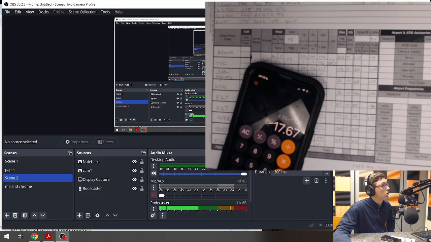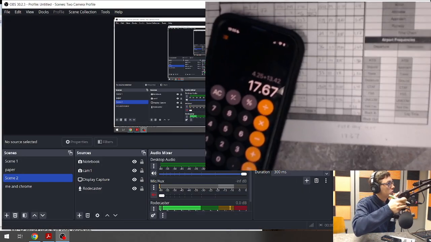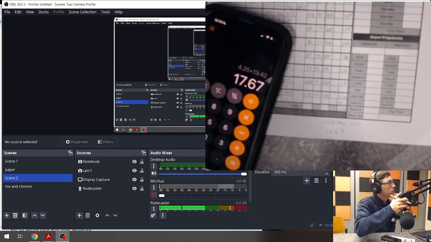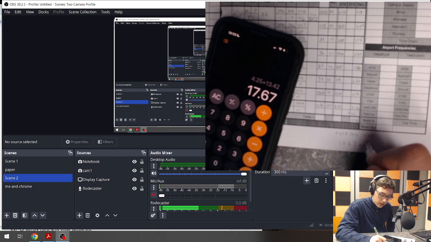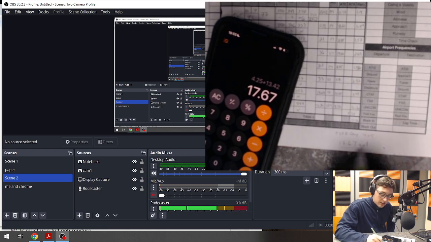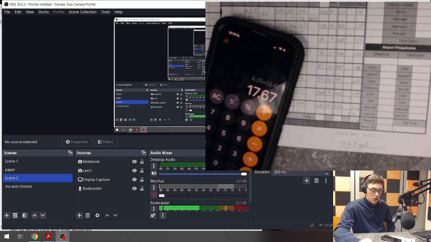So I'm adding everything up at the bottom here. 17.67 gallons total to get to this route. That's the minimum fuel that you need. Now, is it smart to do that? Probably not, but I'd probably take off with full tanks and then just go as needed. Don't want to cut it close.